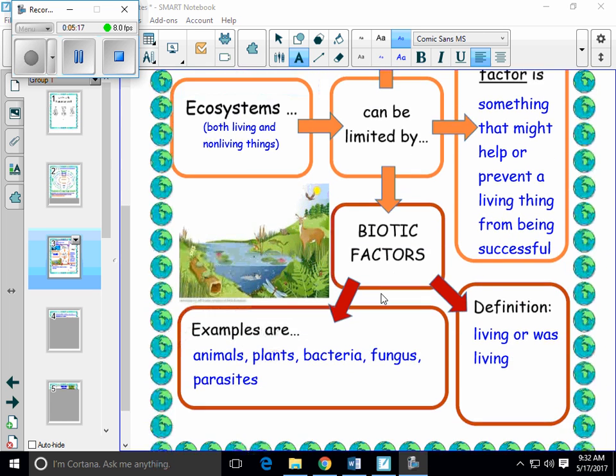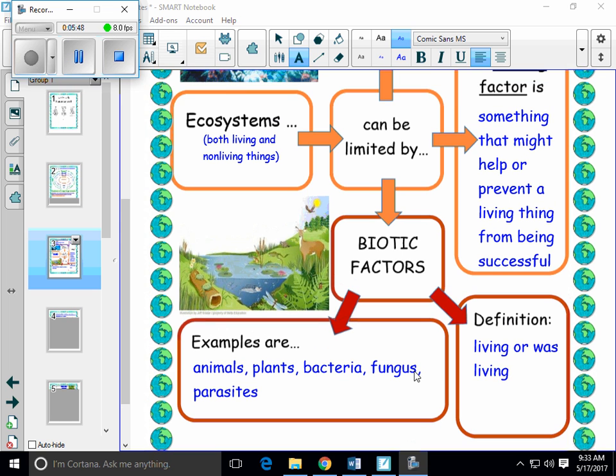Other factors that can limit living things are biotic factors. And biotic factors are living or something that was once living. So other animals can affect an organism. Other plants can affect an organism. Diseases that involve bacteria or fungus might infect a population. Parasites are a biotic factor that may affect a living thing or organism.